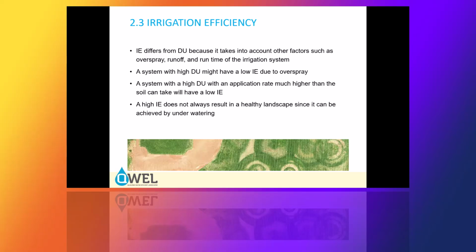And what we mean by that is a high IE can be achieved by underwatering, because more of the water applied is going to be beneficial since there's less water applied. So you have to look at all these factors when comparing IE and DU.